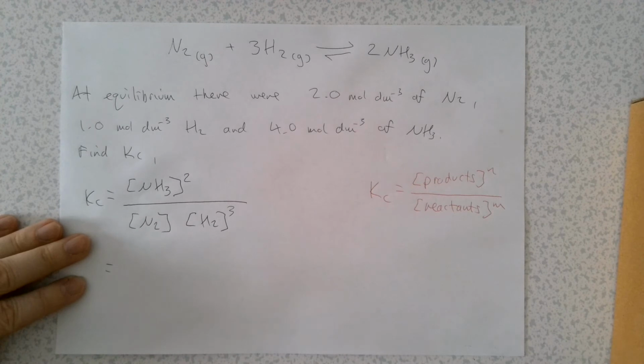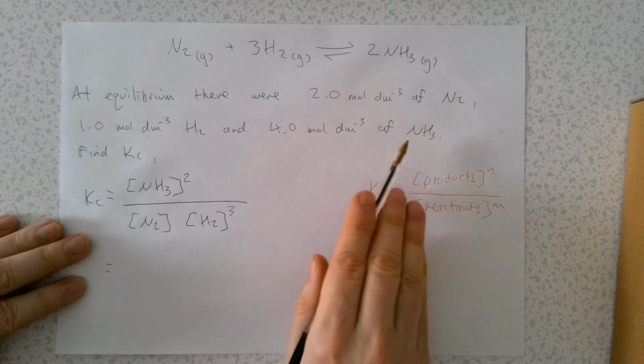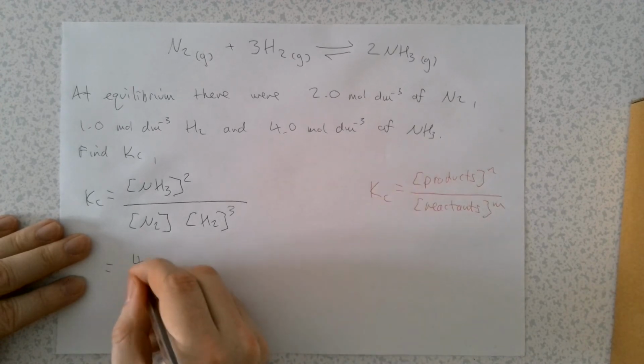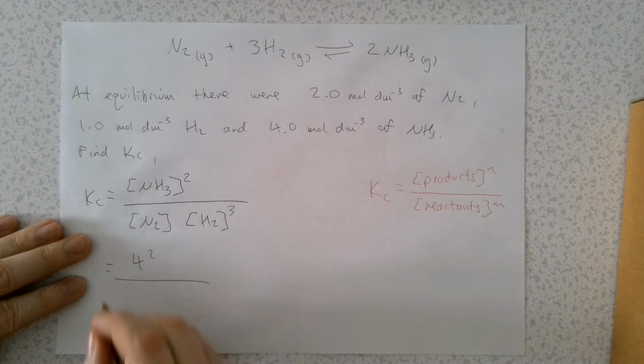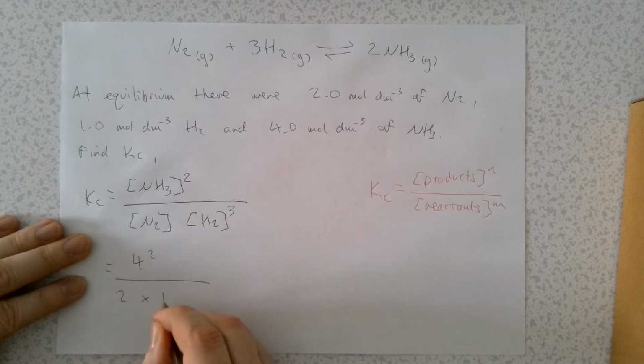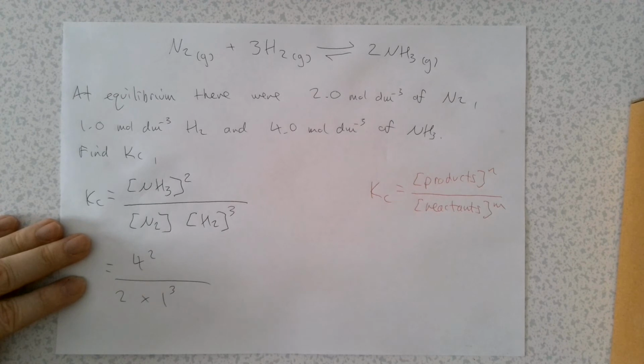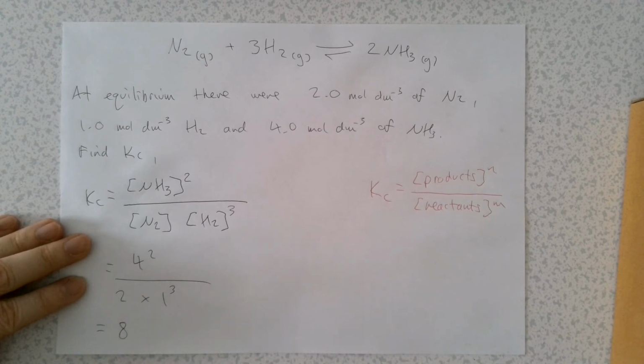So let's feed in these values. The concentration of ammonia is 4, so 4 squared. Nitrogen is 2 and hydrogen is 1, so 1 cubed. Bang all that in a calculator and we will get 8.